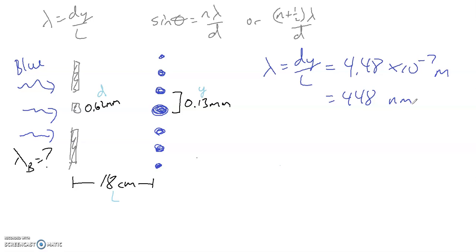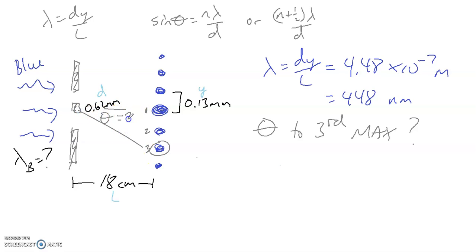Now, what if we build on this and ask what the angle to the third maximum is going to be? Sometimes you look at the geometry and what direction this is going. So third maximum, well, let's see, the first maximum is always in the middle. This is my second maximum, there's my third. So that's the one I want. I want to know what is that angle right there.